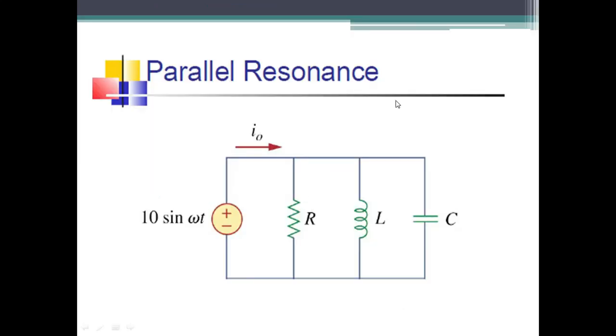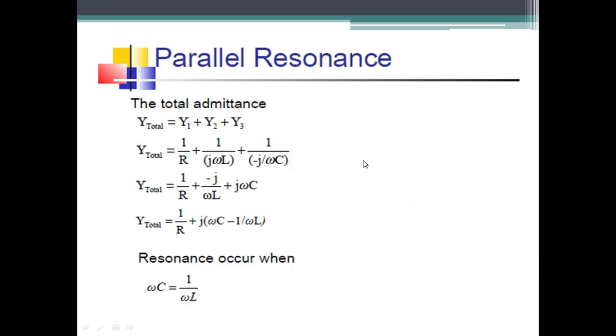In the case of the parallel resonance circuit, there are R, L and C. These R, L and C components are connected in parallel, with the voltage V applied across them, and the total current I0 flows through the resistance R, inductor L and capacitor C respectively. In this fashion we call it parallel resonance.